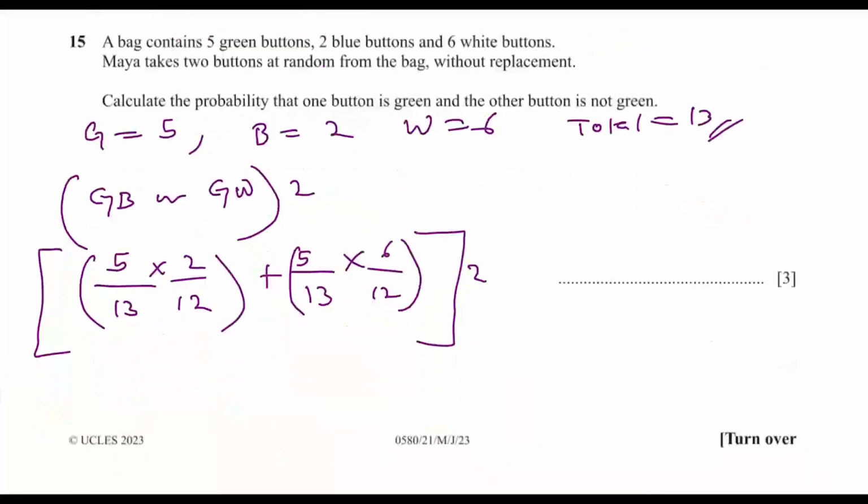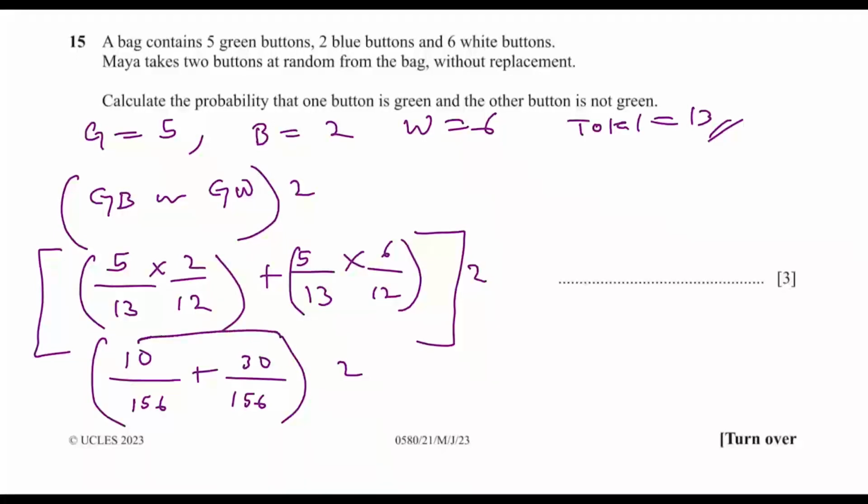Okay, so you need to take your calculator and work this out. So if you do the first one, 5 times 2 will be 10 over 12 times 13, that will be 156. Then add 5 times 6, you have 30 again, over 13 times 12, that will be 156. Then everything multiplied by 2. Since the fractions have the same denominator, you can add the numerators straight away. 10 add 30, that will be 40. So that means you have 40 out of 156 multiplied by 2, and this will give you 80 out of 156.